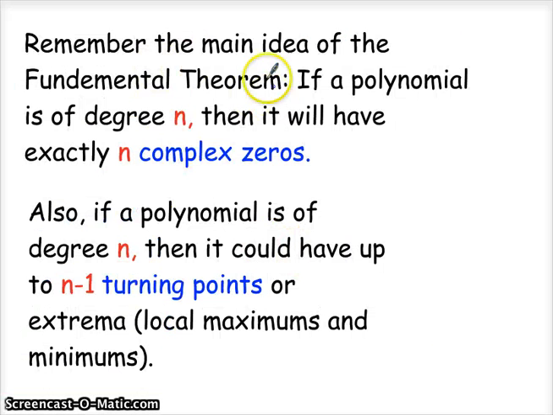Remember that the fundamental theorem provided n complex zeros due to having degree n. When we talk about those turning points, those maxes and mins, if your degree is n, we also know that you could have up to n minus 1 turning points, maximums and minimums.